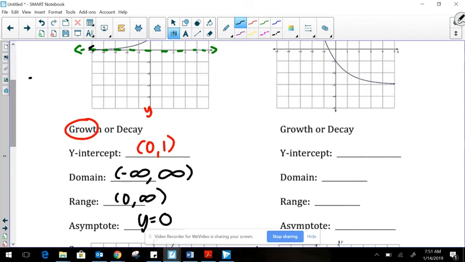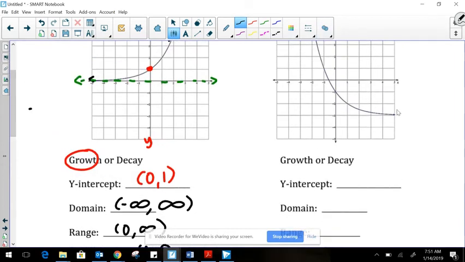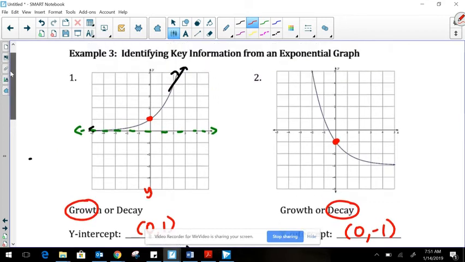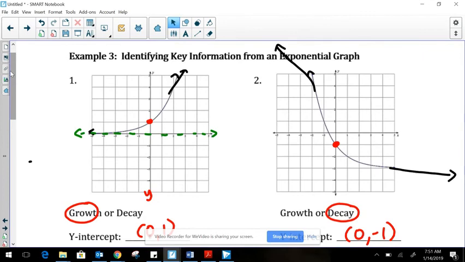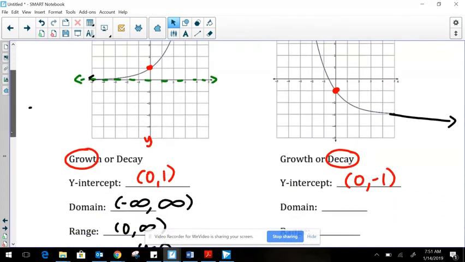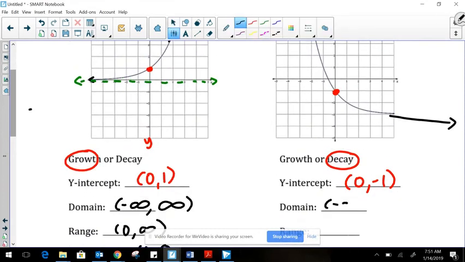So next one here, we see that the graph is going down. It's decreasing, so that would be decay. My y-intercept is right here, so that would be 0, -1. My domain, it's going forever to the left. It keeps going like that, forever to the right, like that. So it'd be, again, negative infinity to positive infinity. With exponential equations, you're going to see this pattern of your domain. It's going to be all the values.